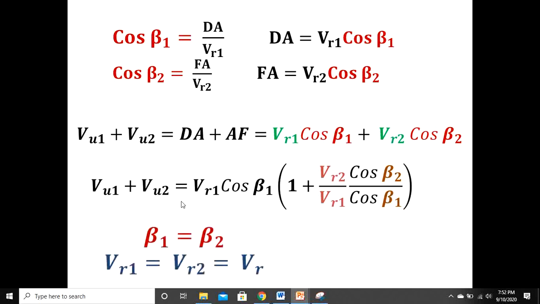I already told you in the first point itself that beta 1 is equal to beta 2, and Vr1 is equal to Vr2. What does this mean? The blades are symmetric in nature. All kinetic energy will be dropped here. The pressure will not change in the moving blades. Keep in your mind the points I am telling you. Please keep in your mind.